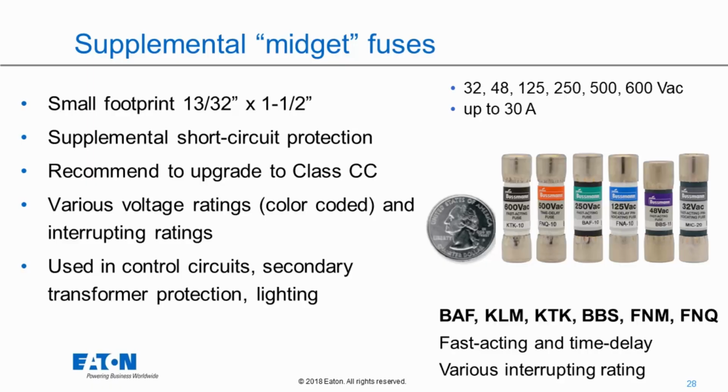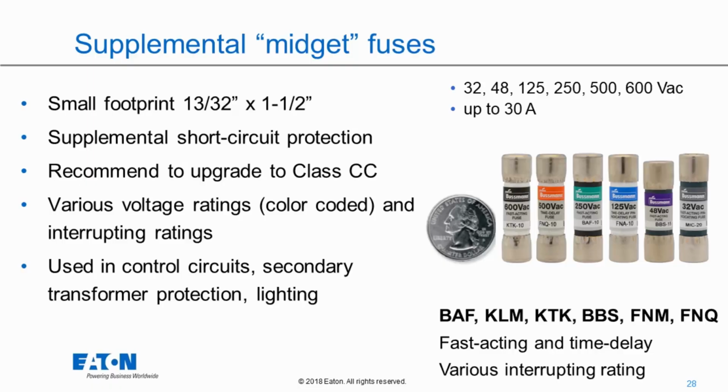So when we look at our small or supplemental fuses, and we used to call them midget fuses, they're a small footprint, 13/32 by 1.5 inches. There's supplemental short circuit protection. And what we recommend at Bussmann is if you can, we upgrade you to our Class CC fuses.